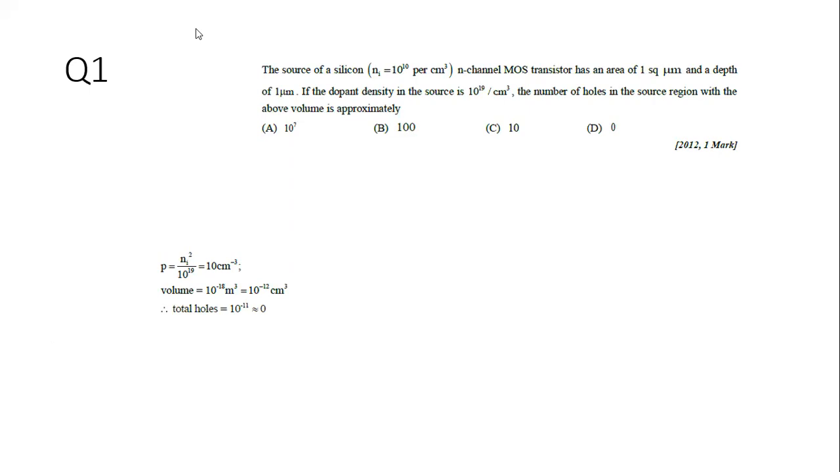The intrinsic concentration of silicon, Ni, is 10 to the power 10 per centimeter cube. An N-channel MOS transistor has an area of 1 square micrometer, which means 1 micrometer squared, and a depth of 1 micrometer. If the dopant density in the source is 10 to the power 19 per centimeter cube, then the number of holes in the source region within the above volume is approximately. You have been given Ni and the dopant density of the source region is 10 to the power 19 per centimeter cube.